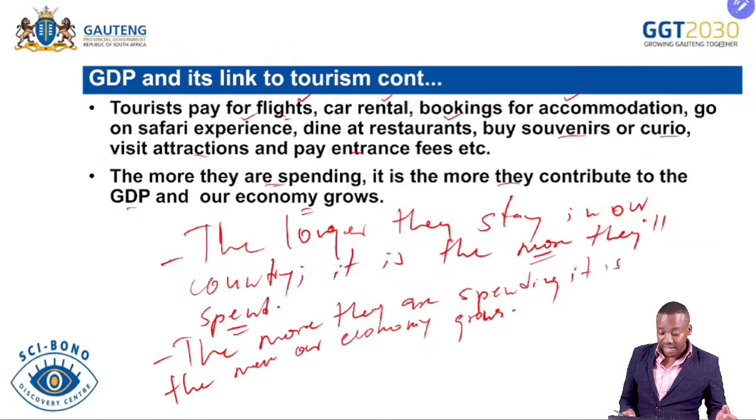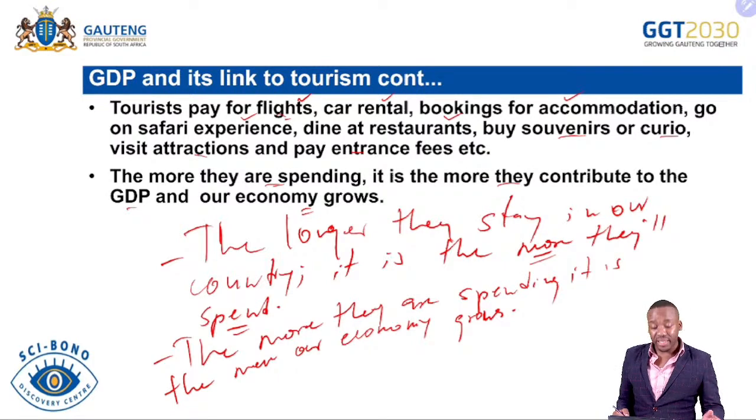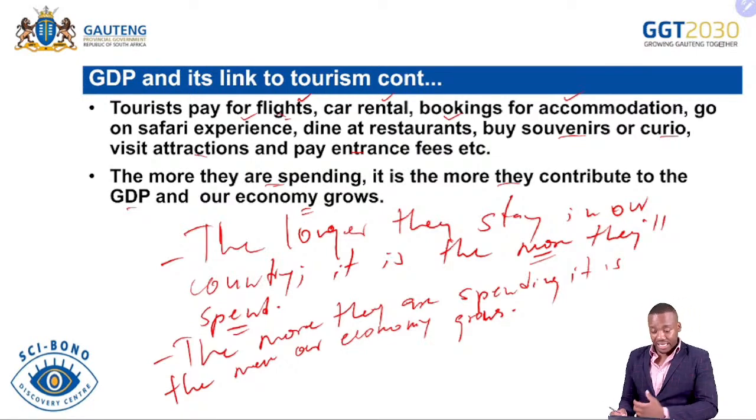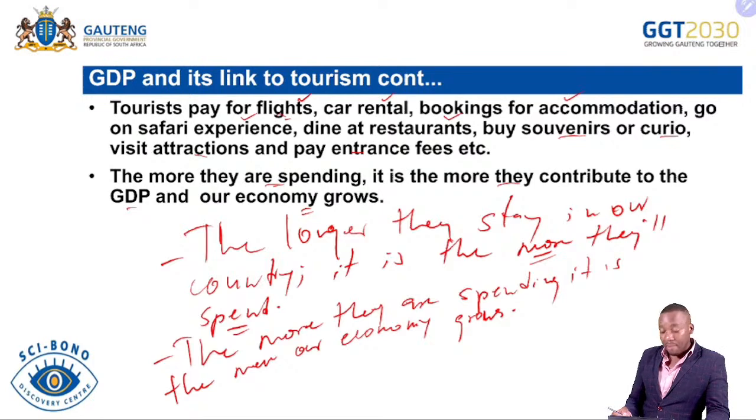Where are they spending their money? They spend their money on our flights. They spend their money on car rental. They spend their monies on accommodation. They may decide to go on a safari experience at Kruger National Park or some parks that we have here in South Africa. And when they are busy doing that, they are also paying. It is not for free. They may decide to go to one restaurant to go there and eat. That is also what? Money.